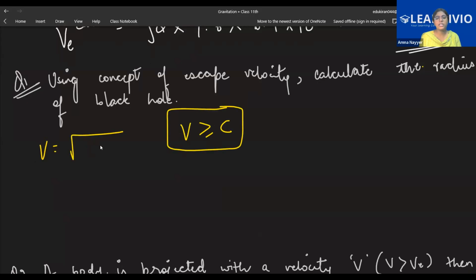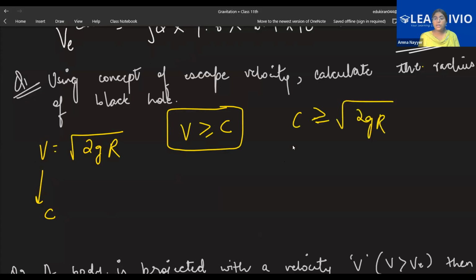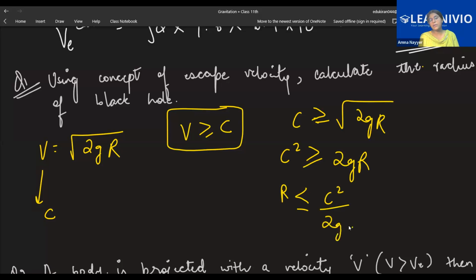See, velocity is equal to root 2GM by R, and right now the velocity is the speed of light. So you can say speed of light is greater than or equal to root 2GM by R. Very easy question. So c square is greater than or equal to 2GM by R. So radius is less than or equal to 2GM by c square. That's it. One more question we will see. Quickly write this.